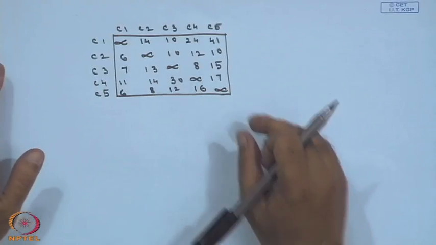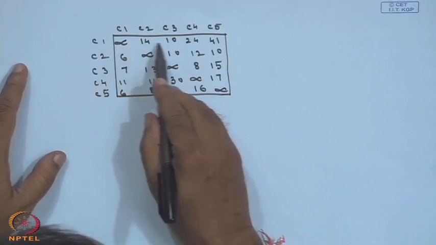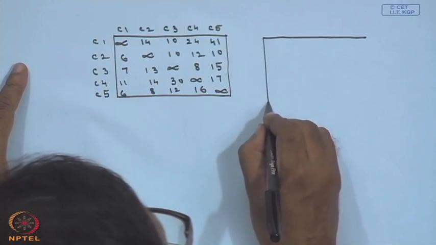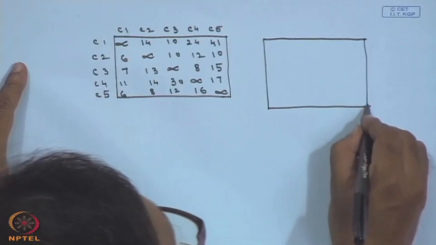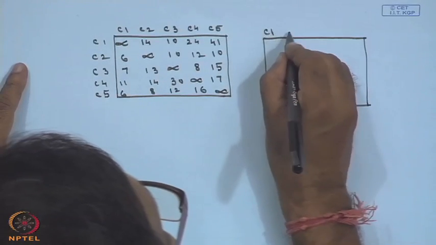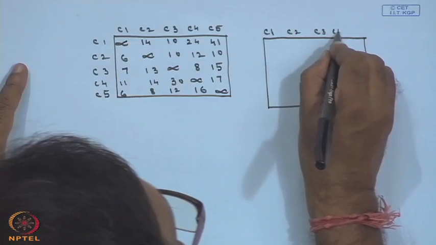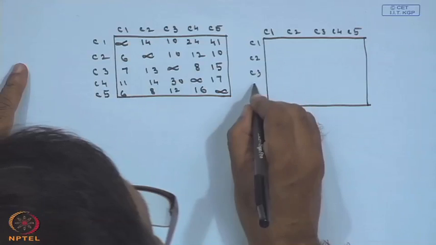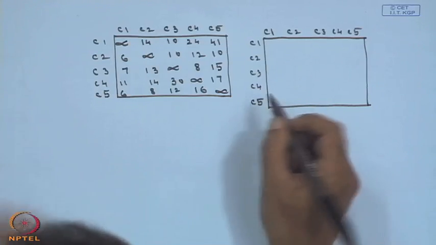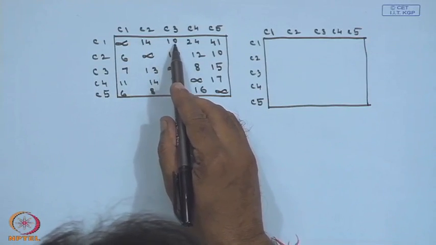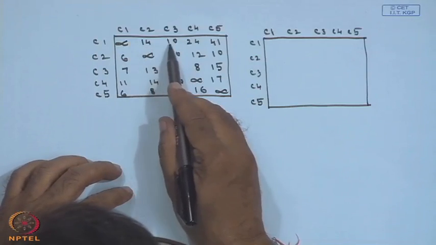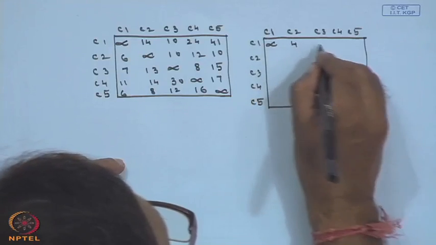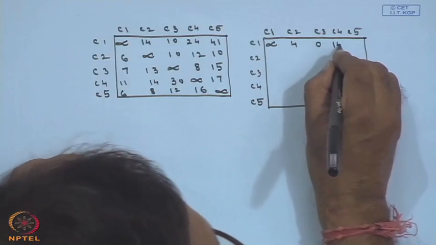First thing is to subtract the minimum row element from each row. For the first row, the minimum row element is 10. I am not explaining that part properly, because we have already done this. If your minimum is 10 here, it becomes 4, 0, 14 and 31, with infinity staying infinity after subtracting 10.